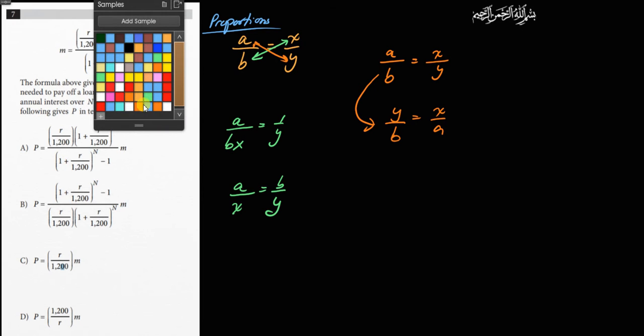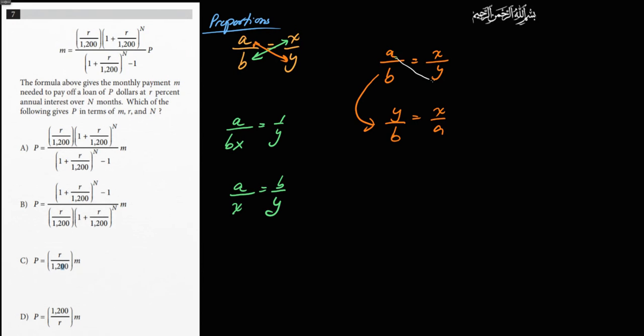Another thing you can do is swap these two also. If I give A over B equal to X over Y, you can swap A and Y. So you get Y over B equals X over A. See, from here to here, I swapped these two. I exchanged these.